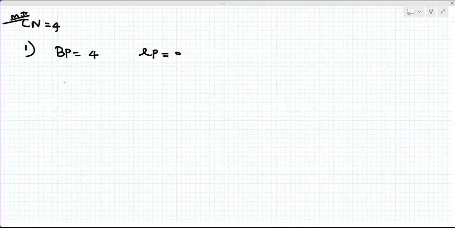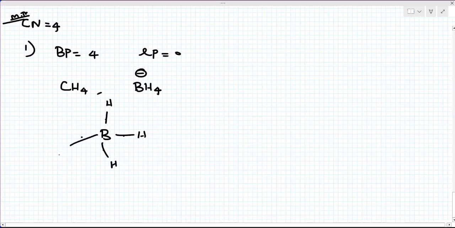For example, methane, CH4, or BH4 minus. Methane is a simple example, so I will go with BH4 minus. Boron is group 13. Boron has 3 valence electrons, and the minus gives 4 valence electrons. Carbon has 4, boron here has 4: 1, 2, 3, 4. Therefore, 4 hydrogens: 1, 2, 3 and 4. Now this BH4 minus has 4 bond pairs and 0 lone pairs. Therefore, the total electron pairs are 4.